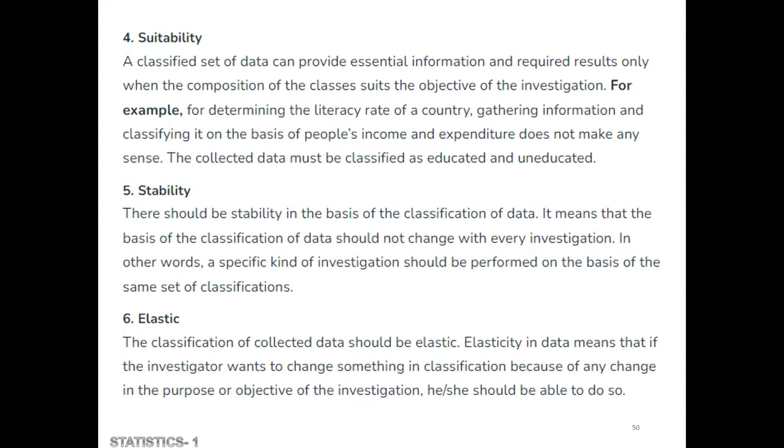Then the next one is elasticity. The data we are collecting should be elastic in nature. Elasticity in data means that if the investigator wants to change something in the classification because of any change in the purpose or objective of the investigation, he or she should be able to do so. At any point of time, if I want to change the data, I should be in a position to change it. For example, I'm collecting data of a particular income group. In the near future, if I find that the income group can be extended into a bigger group, then I should be able to change it. In such cases, we call it elasticity of classification.